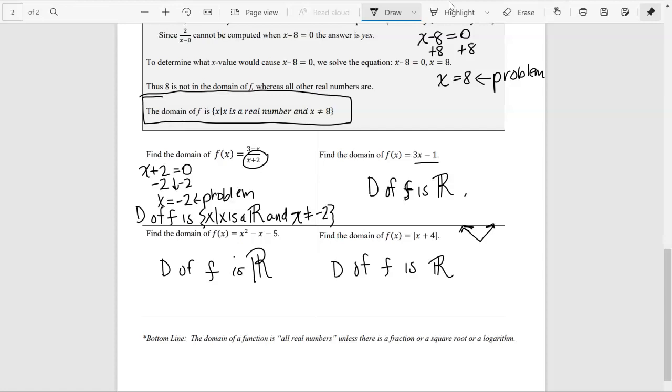So bottom line, the domain of a function is all real numbers unless there is a fraction. If you don't see a fraction, you don't have to worry about it, or a square root or a logarithm. And the main one that we talked about today was the fraction. So you're going to look and make sure that there are no fractions. If there is a fraction, you're going to find when it's equal to 0. And that's the one place where it's not going to be allowed.